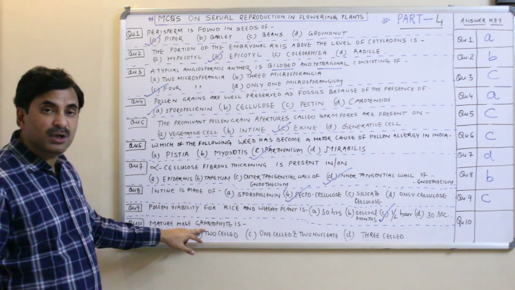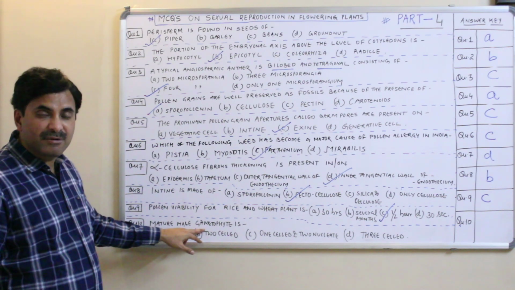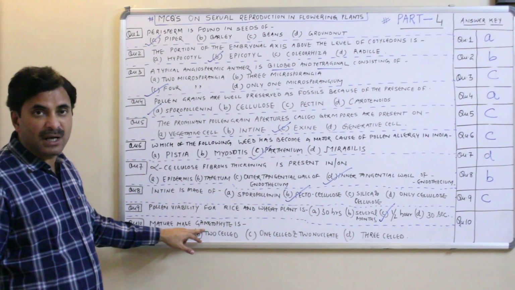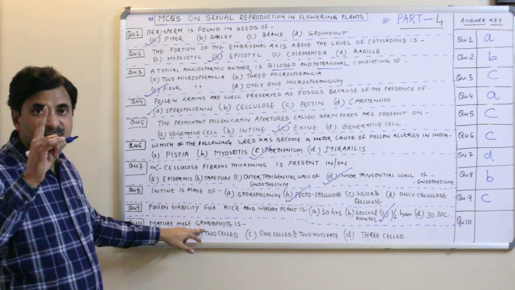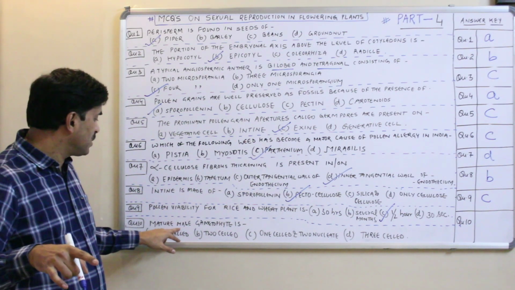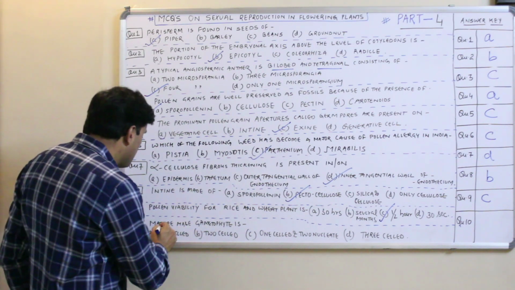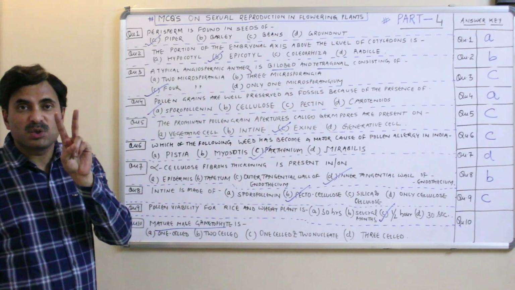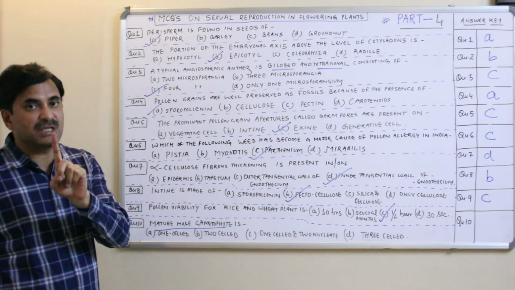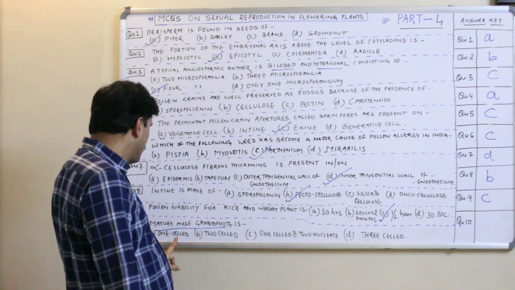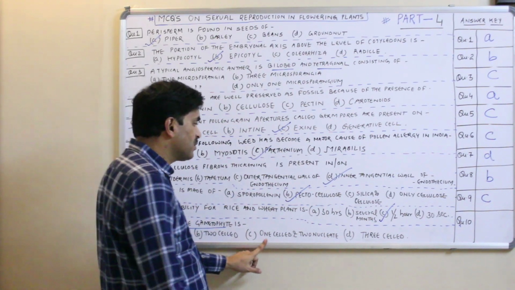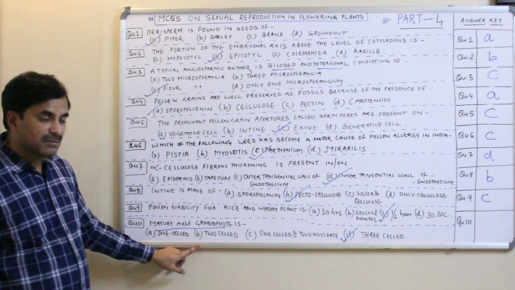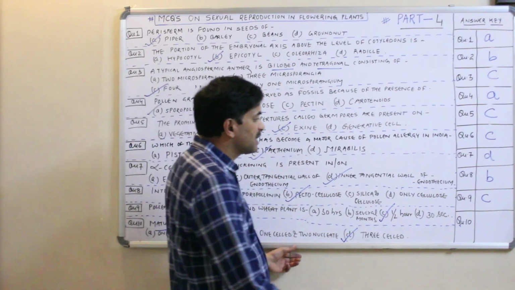Question 10. Mature male gametophyte. What is a mature male gametophyte? When a pollen grain germinates, a pollen tube arises. A pollen grain with a pollen tube is called the mature male gametophyte. And the mature male gametophyte consists of 3 cells: 2 male gametes and 1 tube or vegetative cell. So a mature male gametophyte is 3 cell. Question number 10 has the answer D.